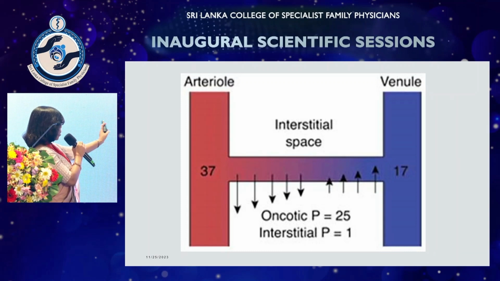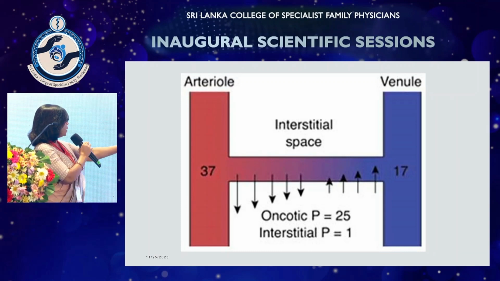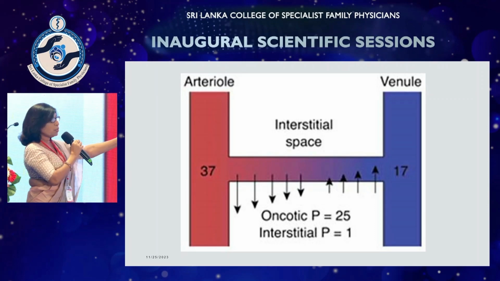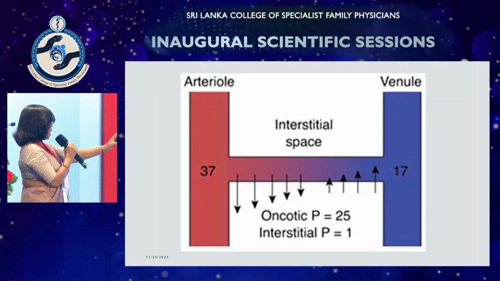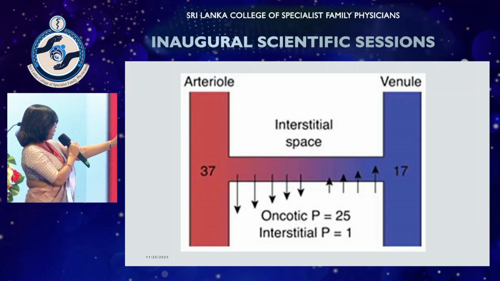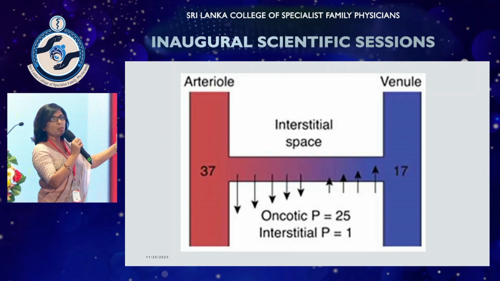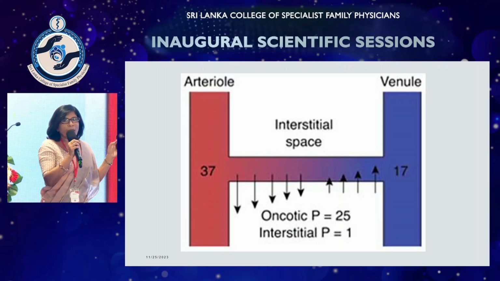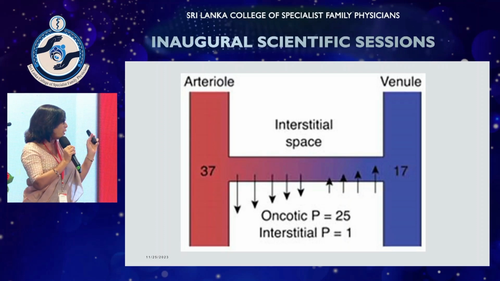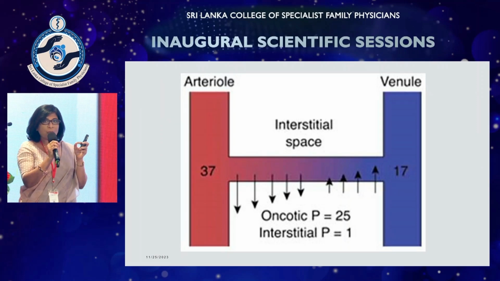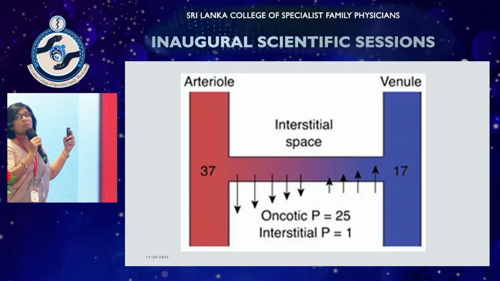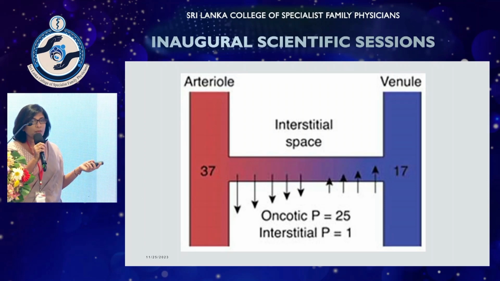You can deduct what the difference is, as well as at the venular end. The hydrostatic pressure is 17, and the difference is, the minus, and there's only a 2 gap. So it's only a minute, very small difference there. Because of that, there is not much fluid in the interstitial space.